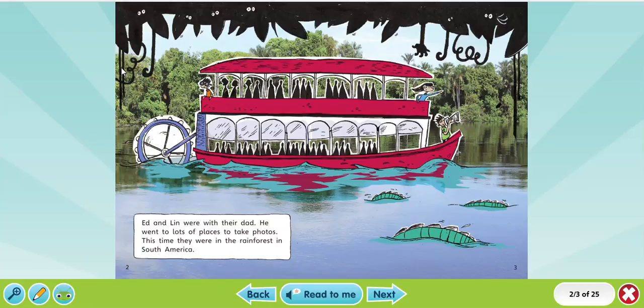What does Ed and Lynn's father go to do? What is he doing there? This is Ed and Lynn's dad. What is he doing? He is taking photos. And Ed and Lynn are just looking around the rainforest. Let's go to the next page.